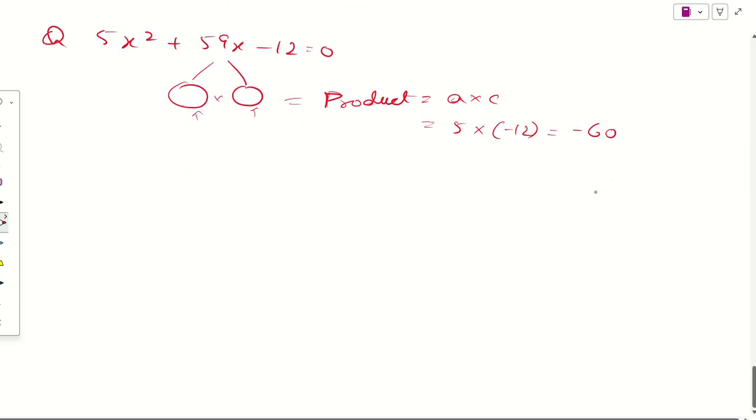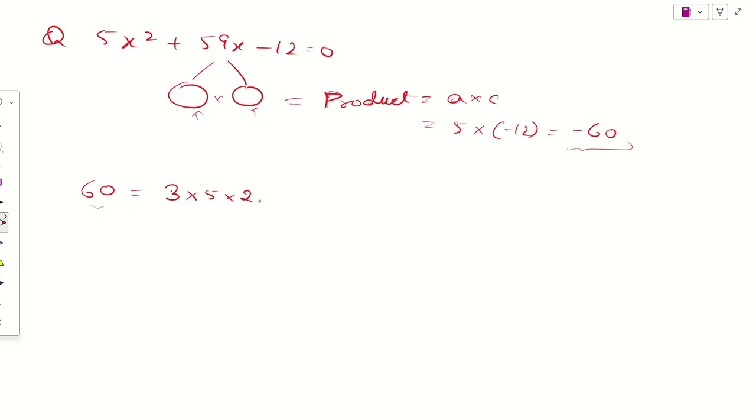How can you find these two numbers? You have to take the factors of this 60. Not only factors of 60, we have to find multiplications of prime factors of 60. That will be 3, 5 and 2, 2, and 1 is a factor of everything. From here, can you form two possible combinations where the addition gives you the middle term 59, and the multiplication of those two numbers gives you minus 60? How can you find those two numbers?